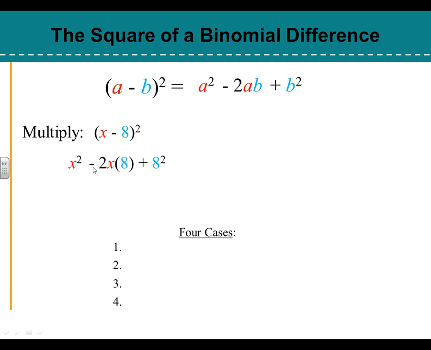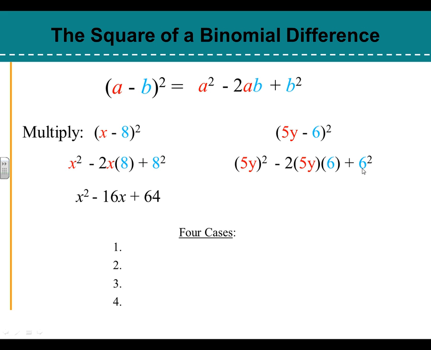So x squared minus x times 8 times 2 plus 8 squared. And then we simplify it. x squared minus 16x plus 64. And then our last example, again, a little more involved here, so you want to put it in parentheses to make sure you square it properly. 2 times the product of the terms, and then 6 squared. And again, if this is minus, that's minus, just like we did over here. So we simplify it out, and we're going to get 25y squared minus 60y plus 36.